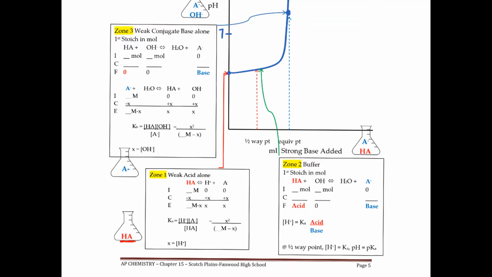If you have a weak acid, how do you handle that? You do ICE right here, and then Ka. And that's going to help you get the pH of this initial point right here.